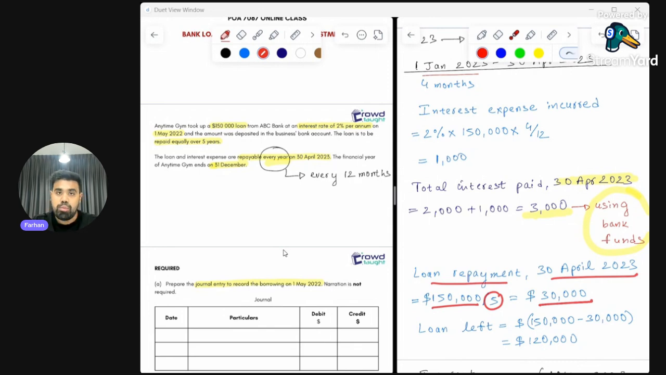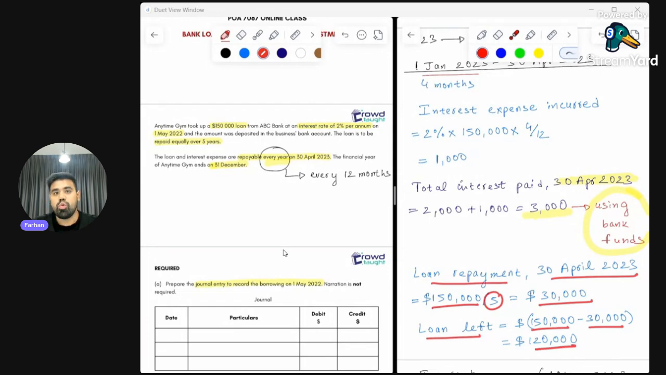So after the repayment is made, the loan amount that will be left is basically the difference between the initial amount of $150,000 and the $30,000 which we have just paid. Altogether, this leaves us with $120,000 as the remaining loan balance.